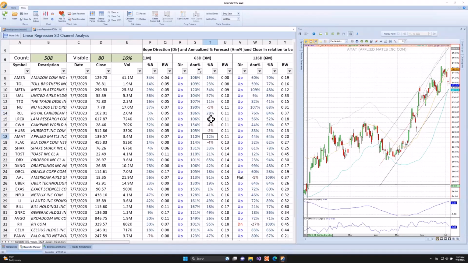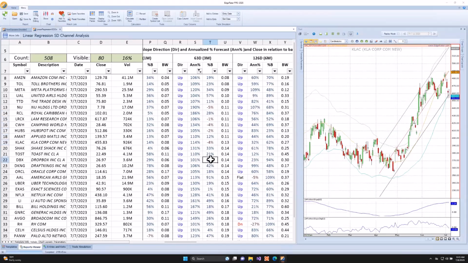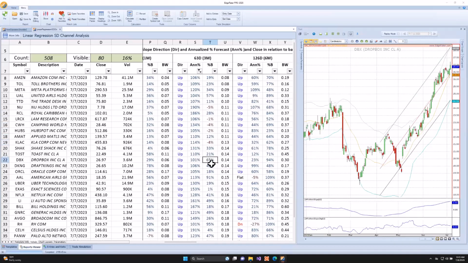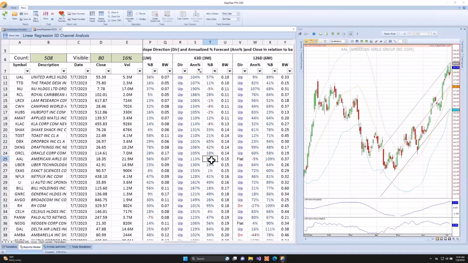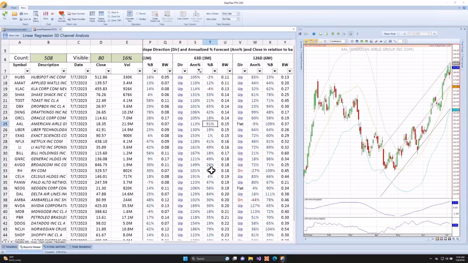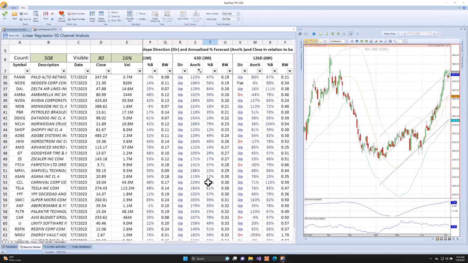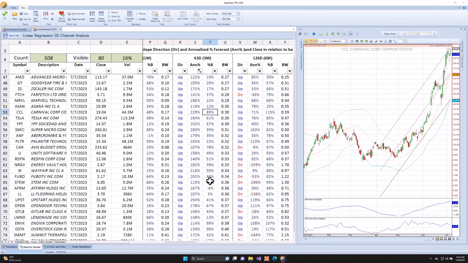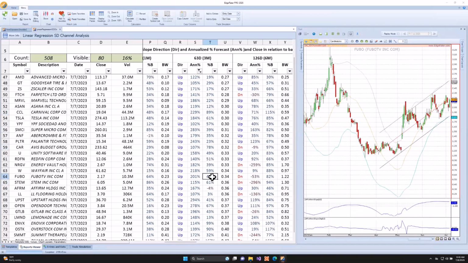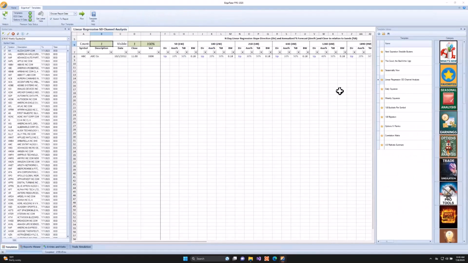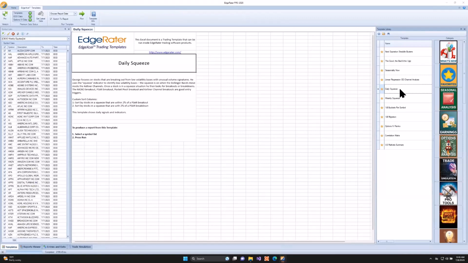Okay, so you can just go through and see down there. So this is a very powerful template, and it's one of the favorites of EdgeRater users. I get comments about this all the time, how this is finding great trades for people. So definitely one to use regularly. Okay. Now we'll get on to some templates.